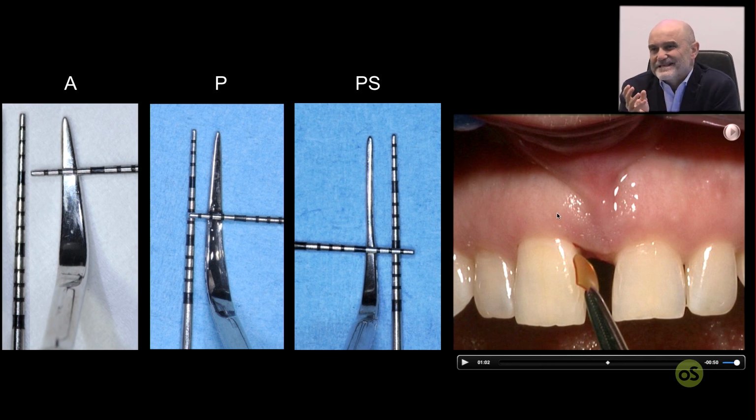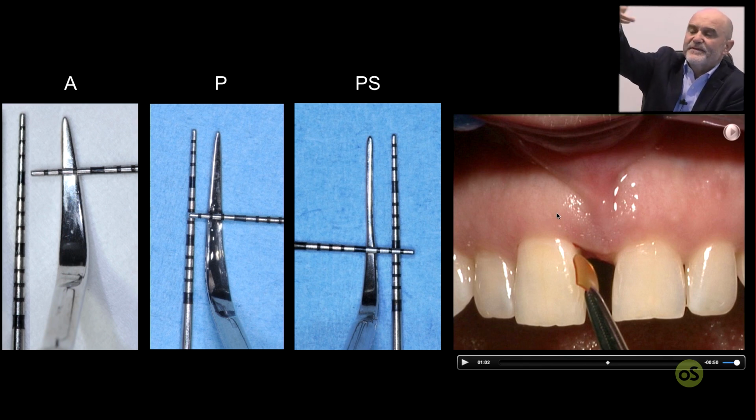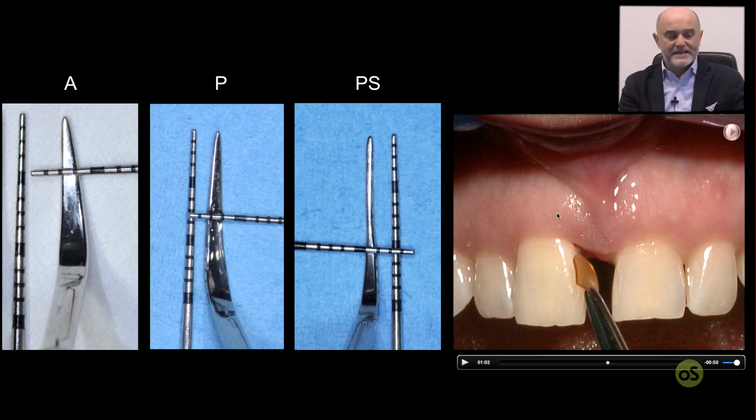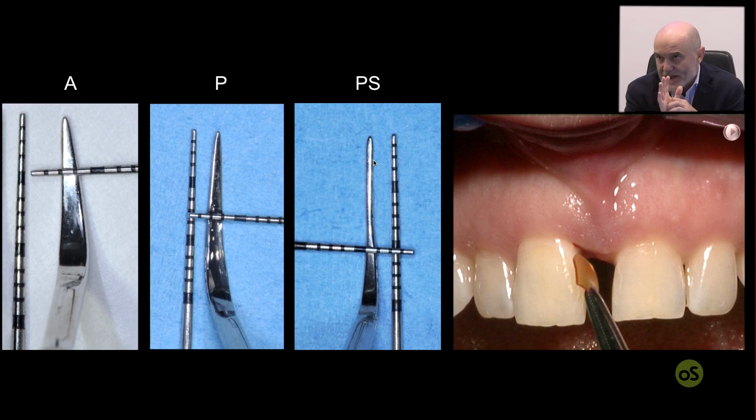Now, what is the only limitation to this approach? It is that in the deepest portion of our pocket, so we are speaking about 9, 10 millimeters deep, maybe, since in this area we only use the PS instruments, we may have left some small remnants of calculus. Why? Because the PS is extremely atraumatic, but it's also less effective with respect to the point A.